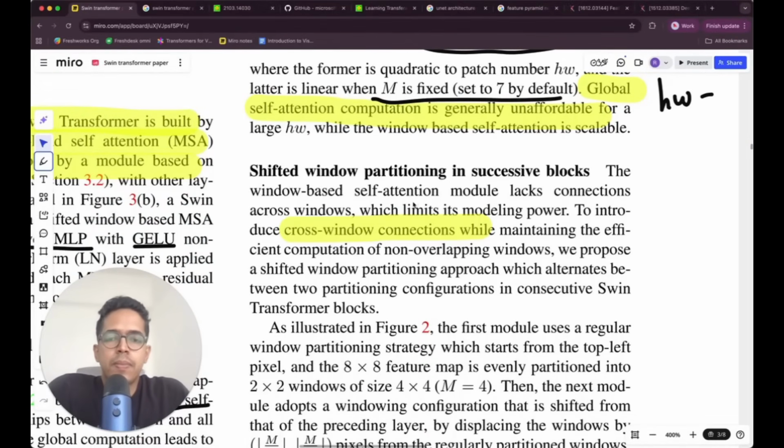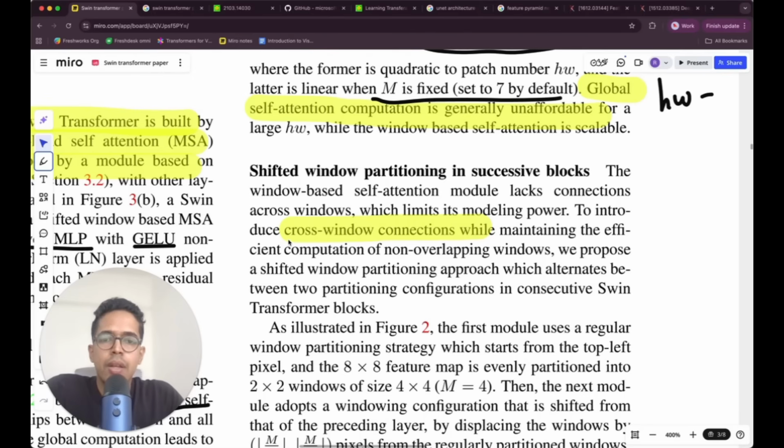The window-based self-attention module lacks connections across windows. So as I said, self-attention is calculated only within one window, which means a patch in window number 1 and another patch in window number 2, even if they are geometrically close to each other, they will pay no attention to each other, which is a problem, right? Because these connections are lacking across windows, it limits the modeling power.